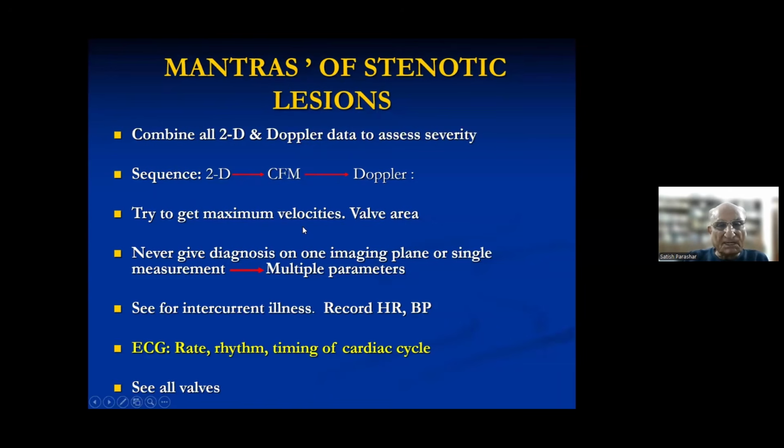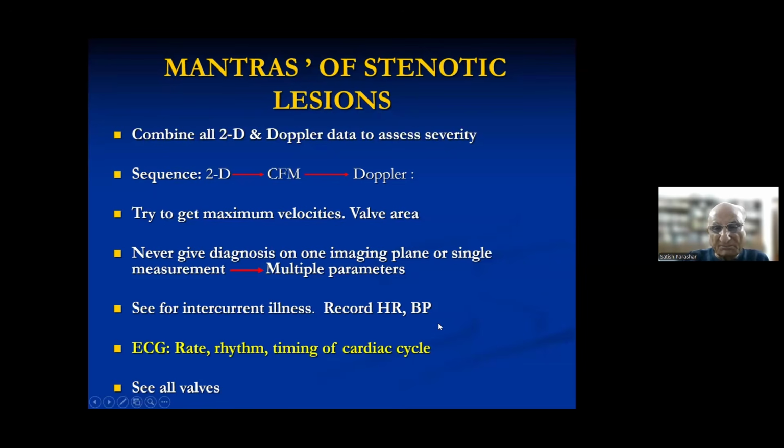Then again, I told you to try to get maximum velocities, because if you miss a velocity, your gradients will decrease, and we then calculate the valve area. Then you have to take multiple parameters, we will come to it later on. See for any intercurrent illness. Suppose the heart rate is more than 110 beats per minute, you cannot get good information. So whenever we get a patient who has tachycardia, we tell them not to come today, come another day. Suppose a patient has fever, we don't do an echo on the same day, because fever produces tachycardia, a high output state, and all these things.